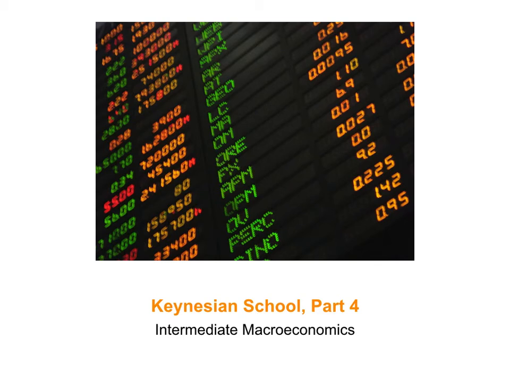Hello everybody, we are going to start our discussion on the Keynesian School of Economics Part 4. This is going to be our last video on the Orthodox Keynesian School. What we are going to do in this video is talk about the concept of the Phillips Curve. Then we are going to talk about how Keynesianism included the Phillips Curve into their analysis. And then we are going to finish with a summary of the Orthodox Keynesian School of macroeconomics.